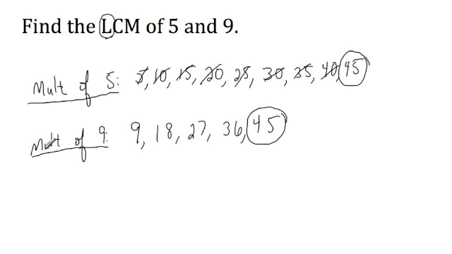Sometimes you'll have to extend the lists out much further. Sometimes you won't have to extend the lists out very far at all. It just depends on the two numbers, and you just have to go out as far as you need to go to find the common multiple.